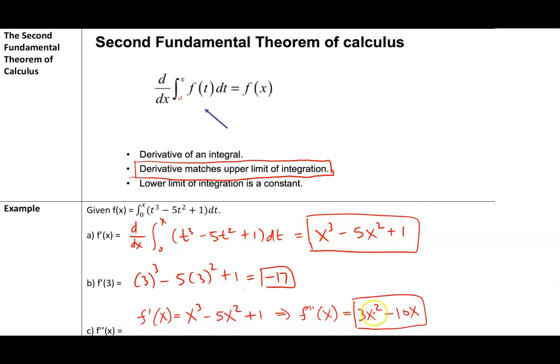So the 3 comes down, we get 3x squared minus 10x. 1 is a constant, so that goes away. And that'll be your f double prime of x.